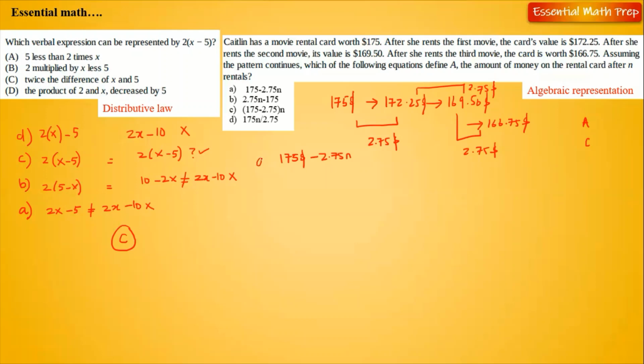So A is correct, whereas C is incorrect, because $175 minus 2.75, say she rents the movie twice. That's even more than the money she would have started with. So you can't do it this way. So this is exactly the opposite way of writing an algebraic expression.